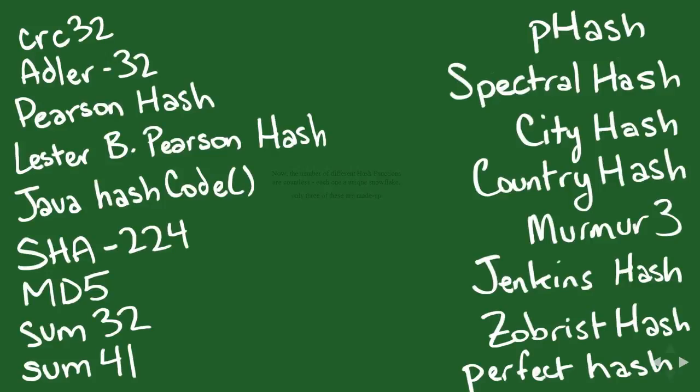Now, the number of different hash functions are countless, each one a unique snowflake. Only 3 of these are made up. If you're wondering, Pearson hash is real, but Lester B. Pearson hash is fake. Sum32 is real, Sum41 is fake. And City hash is real, but Country hash is fake.